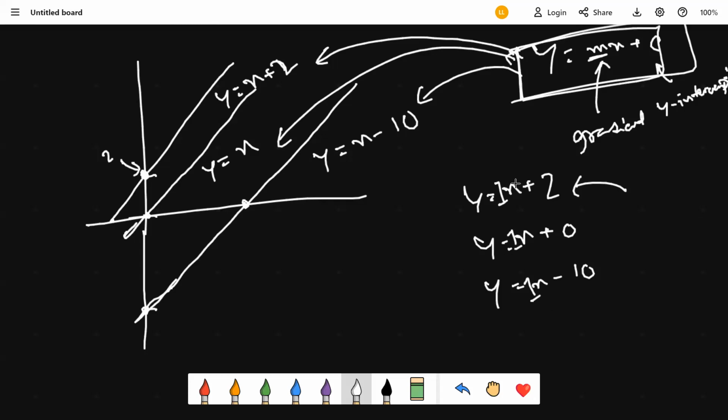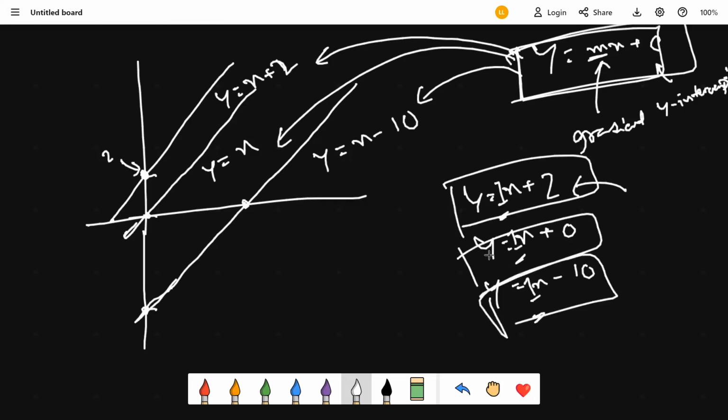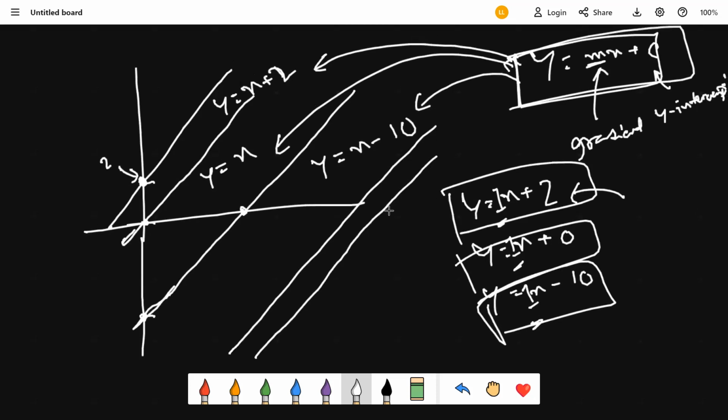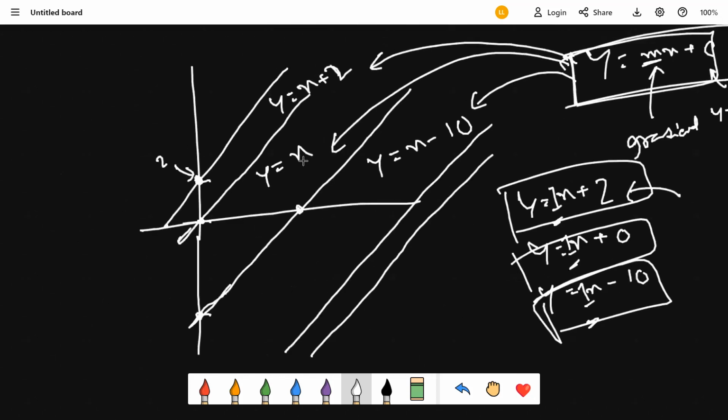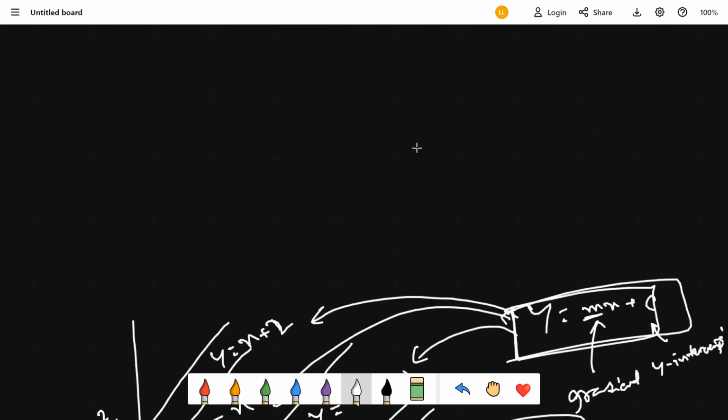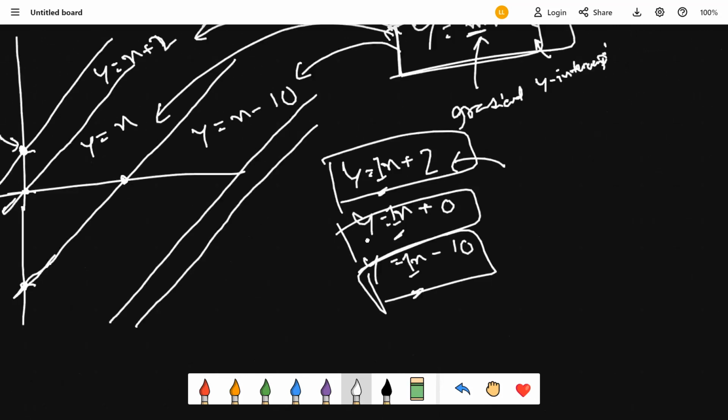So according to this model, the m value is what? For this equation, it is 1. This is also 1, and this is also 1. That means for multiple types of equations, the same gradient is possible. Why? Because they are all parallel to each other. They will move this way and this way, and that equation also will move this way and this way, but they will never ever meet each other.